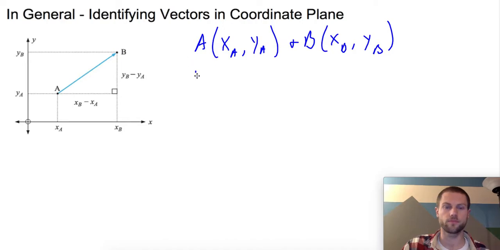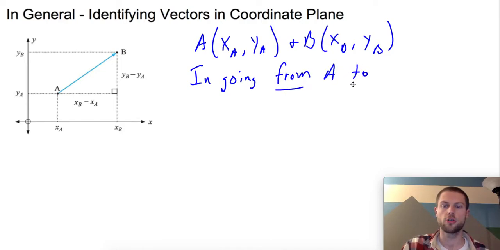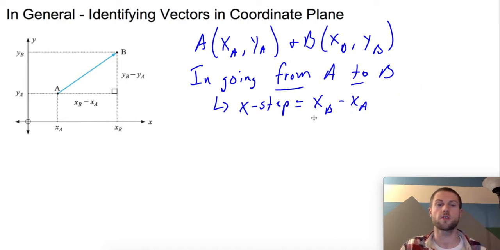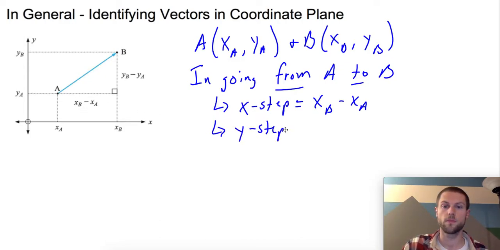And if I want to find this actual vector going from a to b, then I can think about the x step as how I get from here to here. And that's just the difference, x sub b minus x sub a. So the x step equals x sub b minus x sub a. And really that's another way of saying find the difference between your x values. And your y step is going to equal y sub b minus y sub a.